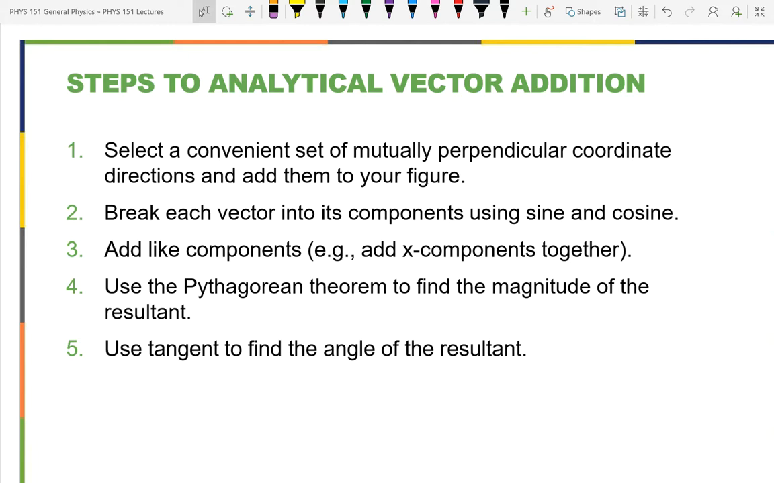So here's just some steps for the analytical vector addition. Select a convenient set of mutually perpendicular coordinate directions and add them to your figure. Break each vector into its components using sine and cosine. Add like components, e.g. add x components together. Use the Pythagorean theorem to find the magnitude once you found the components of your answer, and use tangent, more specifically inverse tangent or arctangent, to find the angle of the resultant.